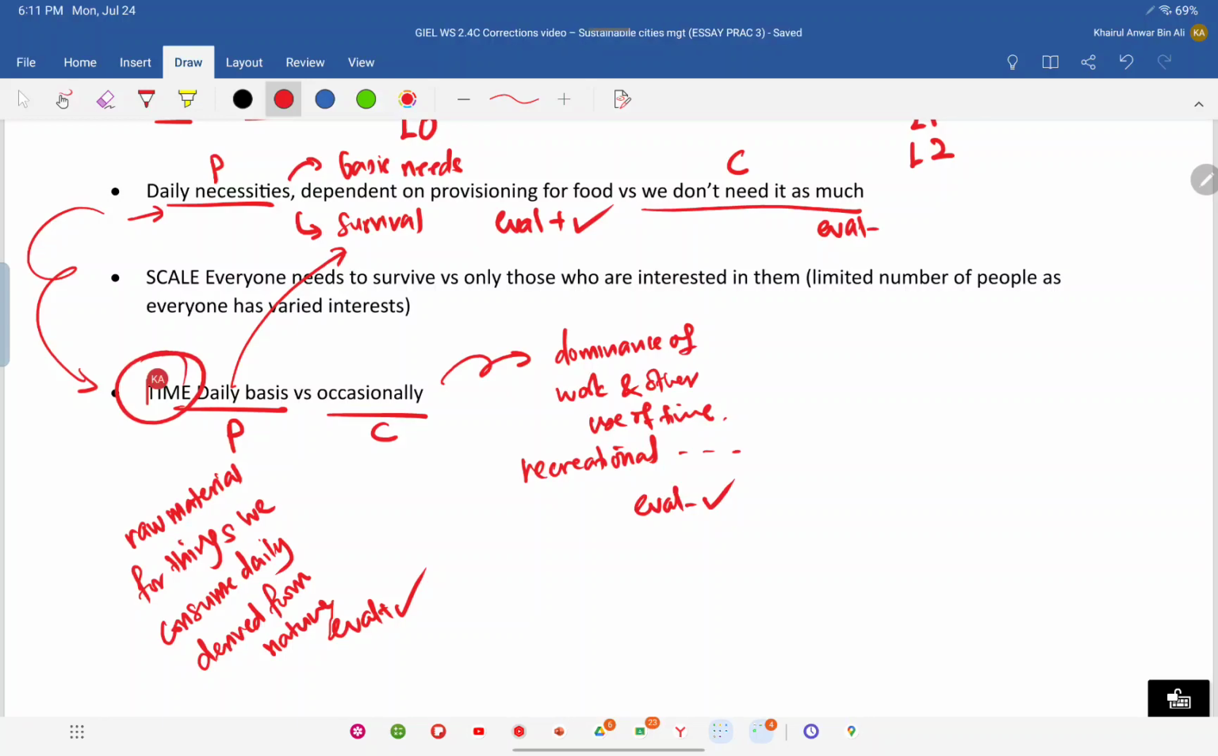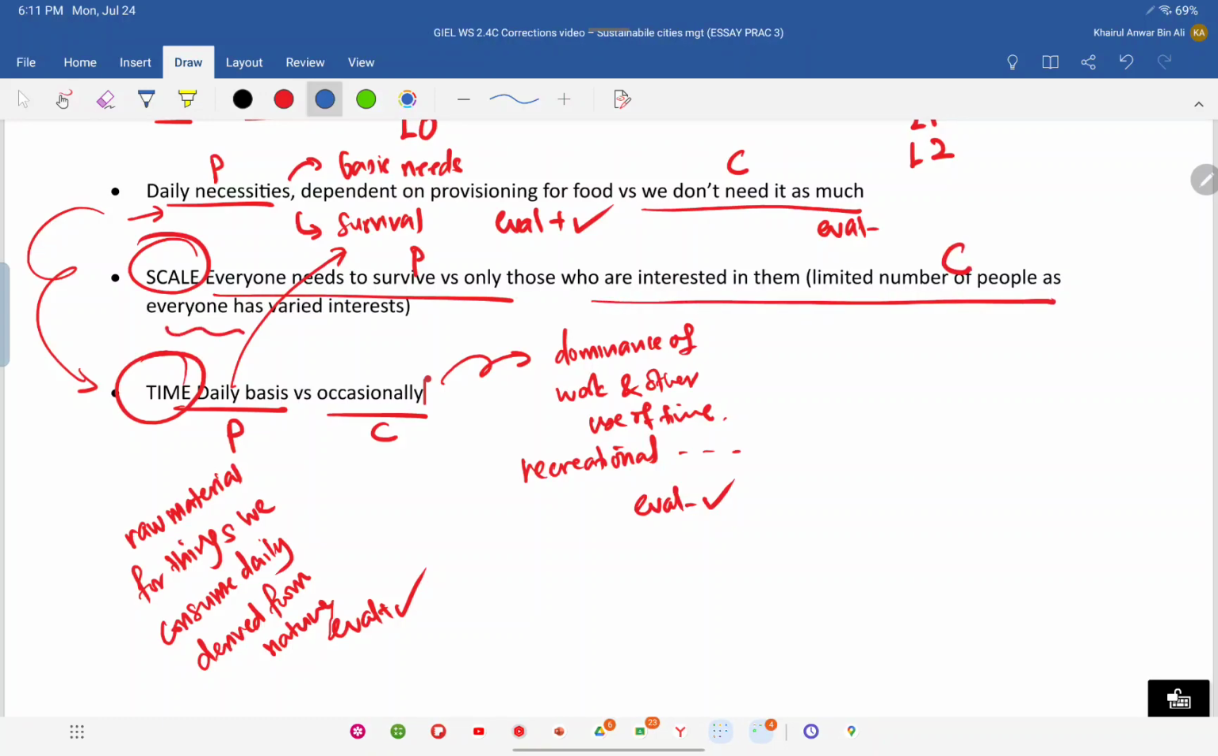Genuinely, I don't like to say this, but time and scale usually is really just the easiest way for you to score. Right? So for scale, given there's so many annotations, I'm changing color, okay? Scale. When it comes to provisioning services, I change color so it still comes out red. Everybody needs provisioning services to be able to survive, as opposed to cultural services, where only those who are interested, because everyone has different interests.